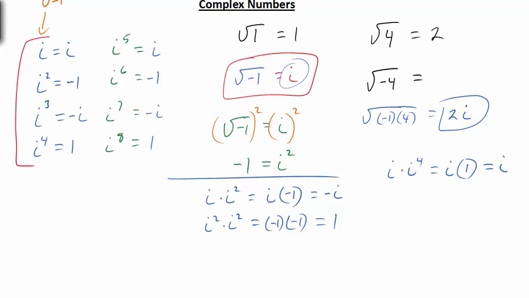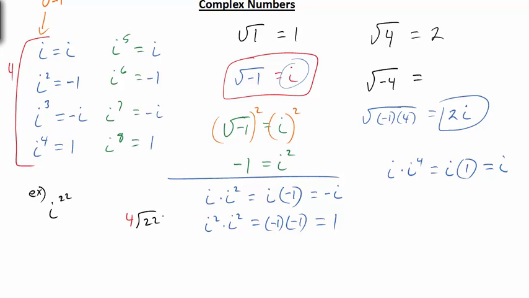For an example, if we were to take i raised to the 22nd power, then because this repeats every 4, we can take 4 and divide that into the exponent 22.